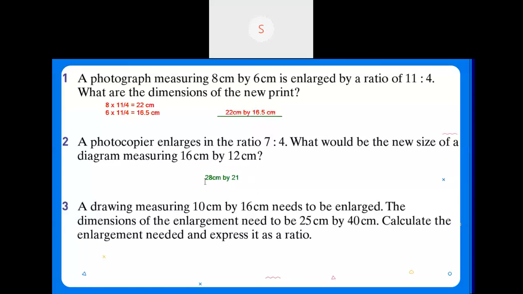I read through the chat box also. Someone already answered it correctly. Is there anyone else having any question? No, teacher. Okay, I will move to question 3. I will let you read the question first. We have the original measurement 10 centimeter by 16 centimeter, and after enlargement the new dimension is 25 centimeter by 40 centimeter. Now your job is to find the ratio.